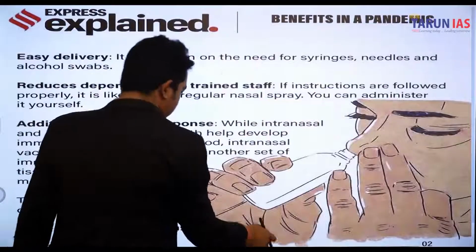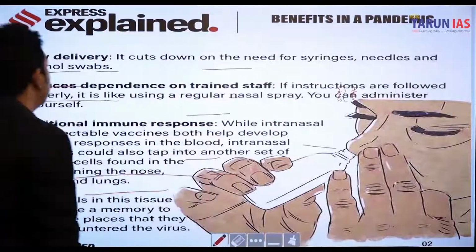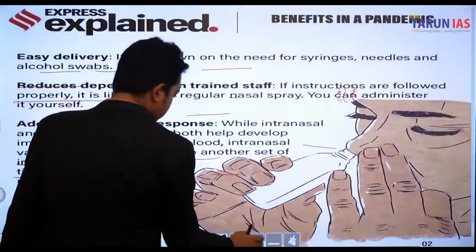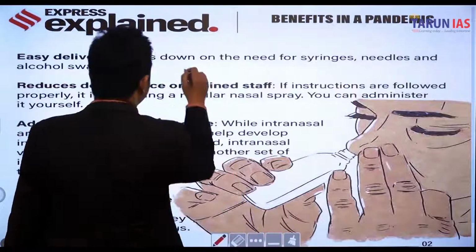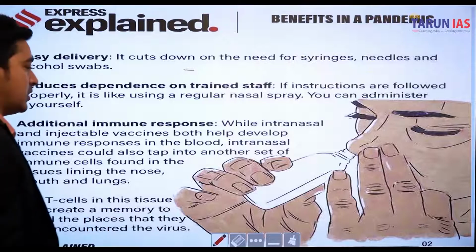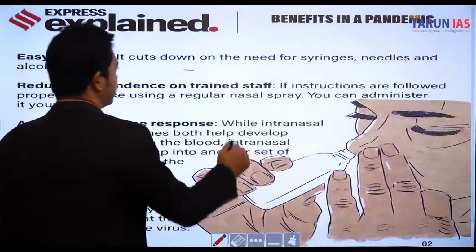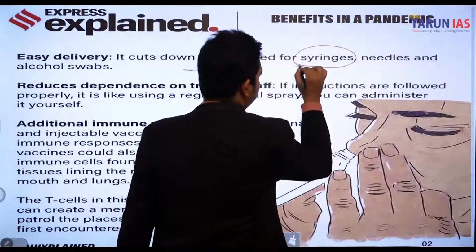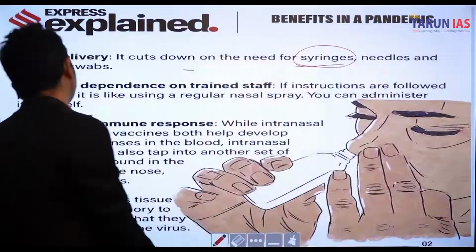Here the Indian Express part is explained. Easy delivery: it cuts down the need for syringes, needles and alcohol swabs, because most vaccines go through the process of injection, so there is no reduction in the use of syringes. So there is cost cutting, with no needles and alcohol swabs.